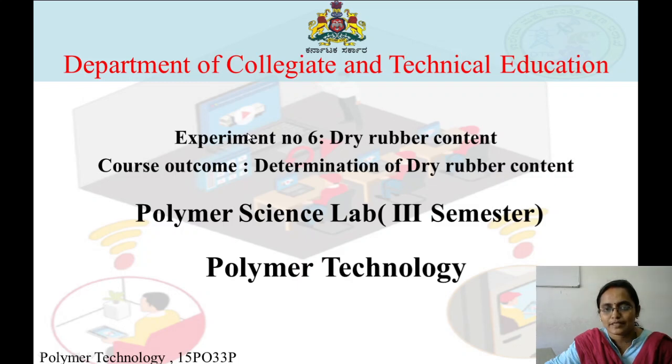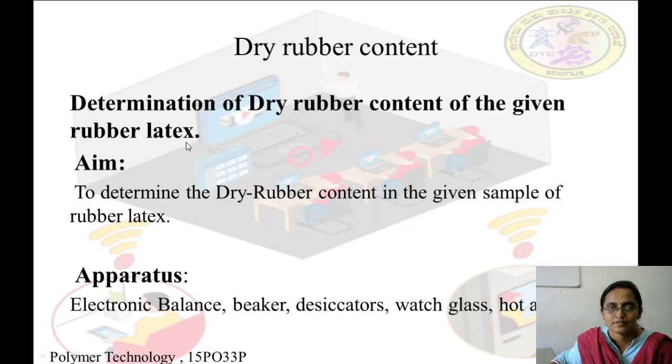Now the experiment conducted is dry rubber content, and the course outcome is determination of dry rubber content. Determination of dry rubber content of a given rubber latex. Aim of the experiment is to determine the dry rubber content in the given sample of rubber latex.